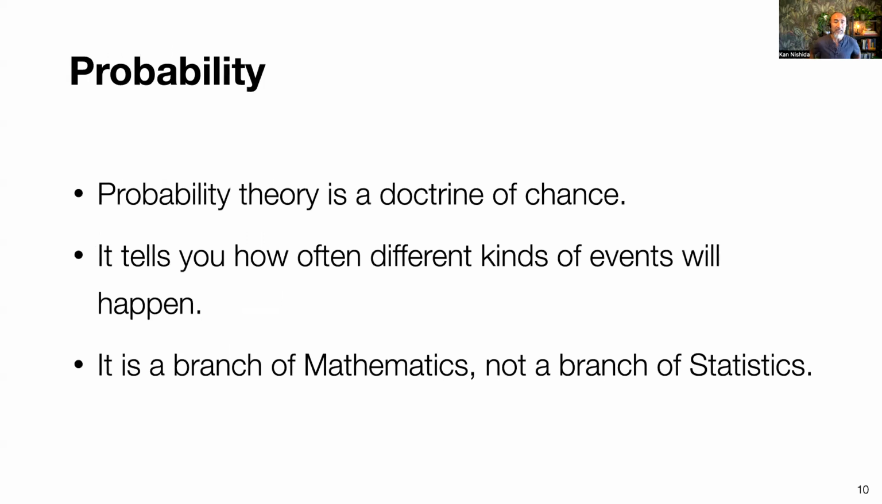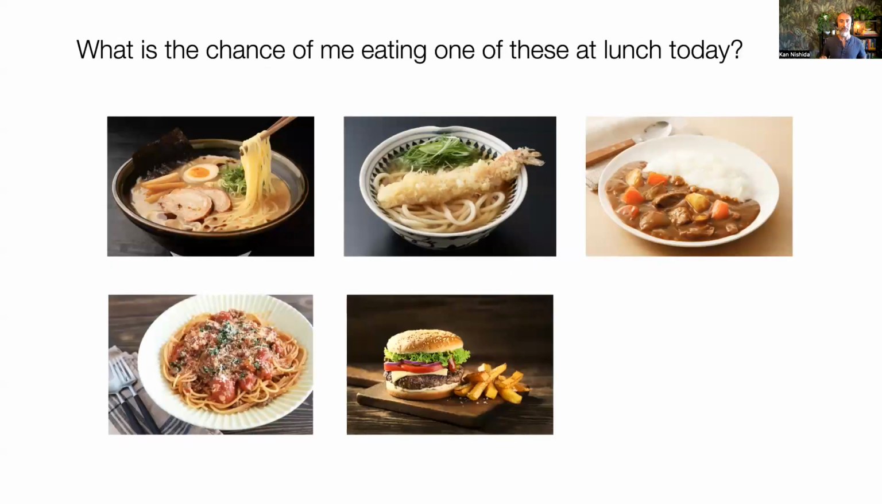What is probability? Probability theory is a doctrine of chance. It tells you how often different kinds of events will happen. And the last part is something sometimes people get surprised by: it is a branch of mathematics, a mathematics discipline, and not a branch of statistics. Maybe you guys are not, but I got totally confused. The first time I studied statistics, and then quickly gave up at college, we learned probability at the very beginning as part of the statistics class. So I thought probability was a part of statistics. I got totally confused, and later I realized those are two different things. I'm going to go over the difference in more detail later.